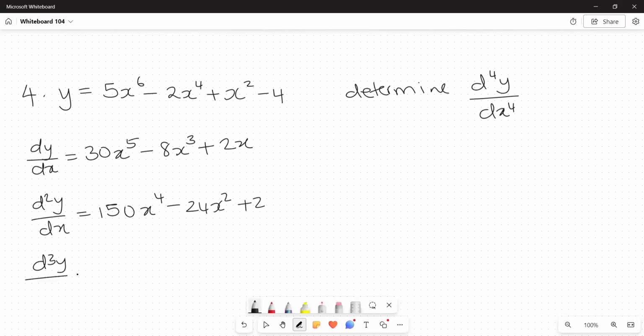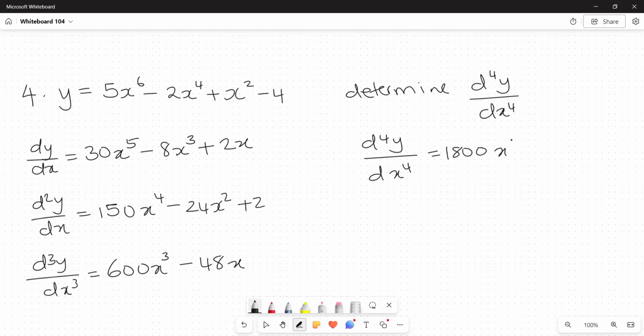The third derivative, 150 times 4 is 600 x cubed minus 48x. And then the fourth derivative, this is 600 times 3 is 1,800 x squared minus 8. Okay, and that's it on higher order derivatives.